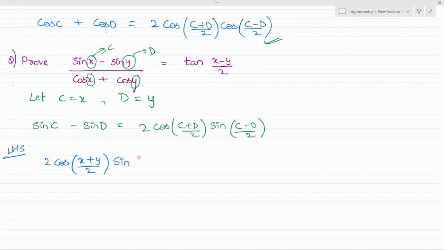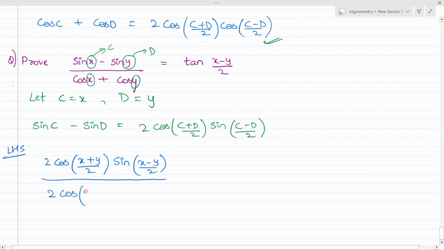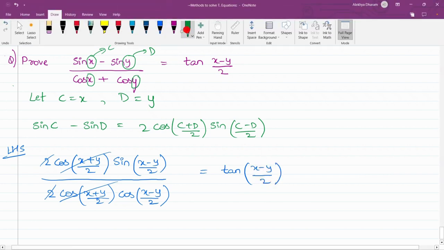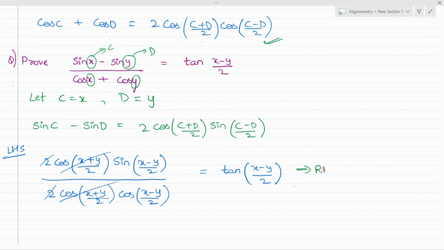And sine of (x minus y) by 2 upon... by using this formula, we'll get 2 cos of (x plus y) by 2 and cos of (x minus y) by 2. So these two values get cancelled. Remaining is sine theta by cos theta, which is nothing but tan theta. Theta is nothing but (x minus y) by 2. So from here, we'll get the required RHS.